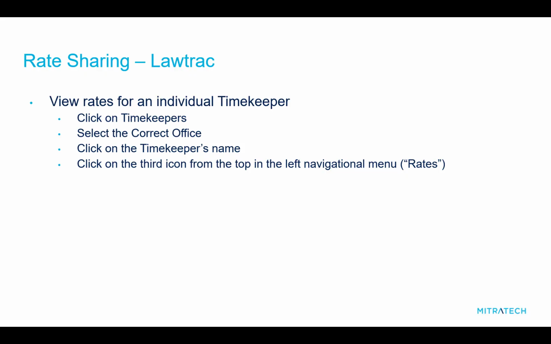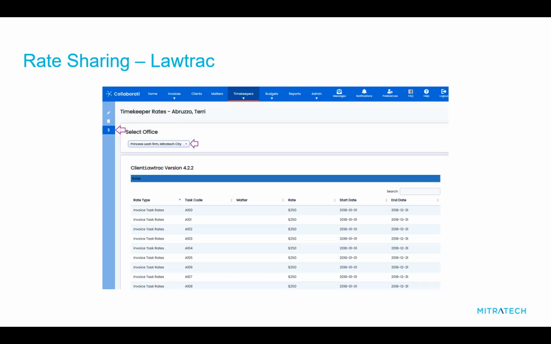Rate sharing notes. To view rates for an individual timekeeper, of course, you'll click on the timekeeper's name, select the office, click on the name, and then choose the correct icon in the left navigational bar. Here we're looking at Terry's rates. You can see A100 through A108 with the rate and the start dates there.